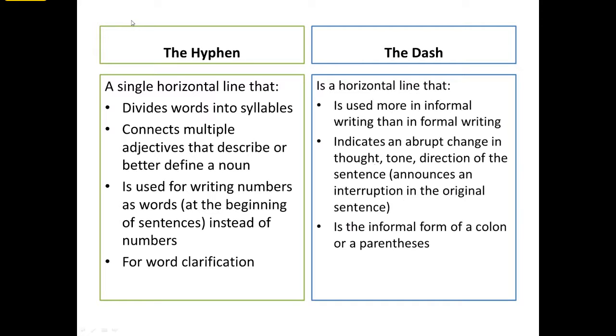Now, the dash is that horizontal line, but it's used more in informal writing than in formal writing. And it indicates an abrupt change in thought, tone, or direction of the sentence. It's like an announcement that says there's an interruption in the original concept and thought here. And it is also the form, the informal.